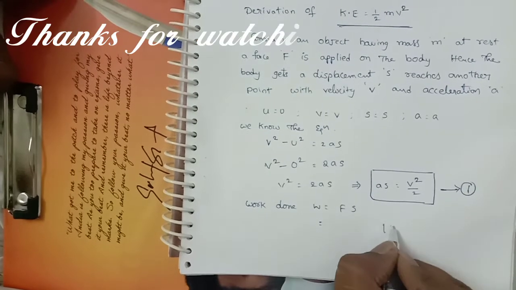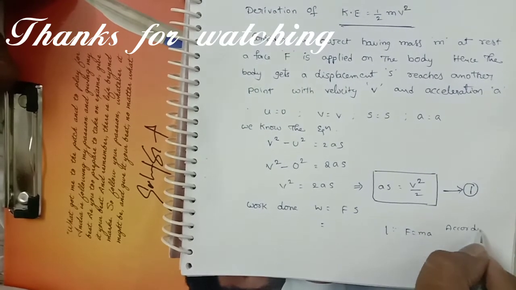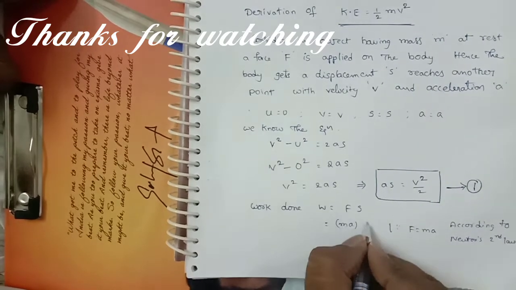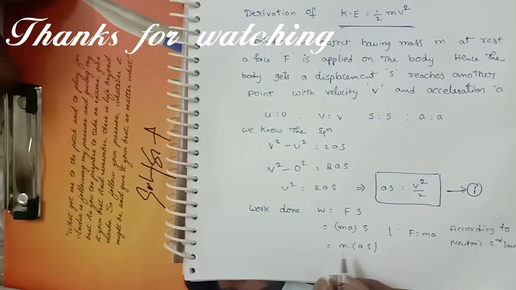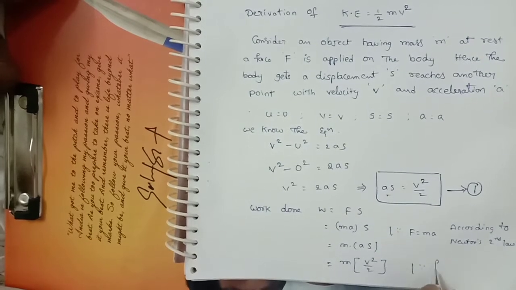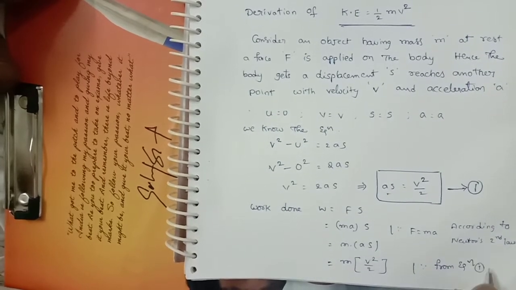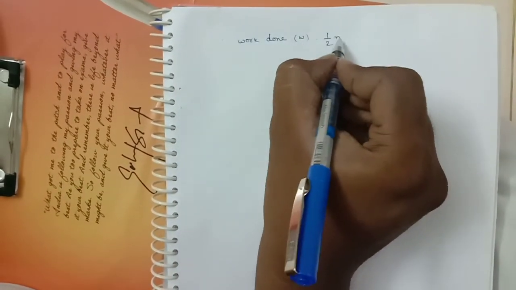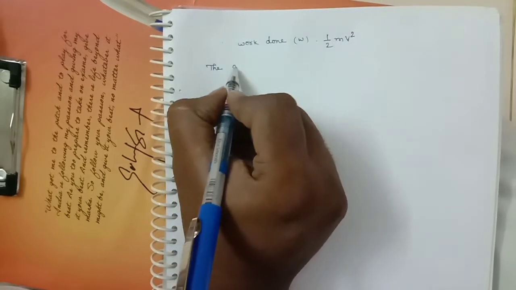We need to calculate the work done. Work done is equal to force into displacement. But according to Newton's second law, F is equal to ma. I am substituting the F value ma, so W is equal to m a s, that is m into a s. I already know equation number 1: the value of as is v square by 2. So the work done becomes W is equal to half mv square.